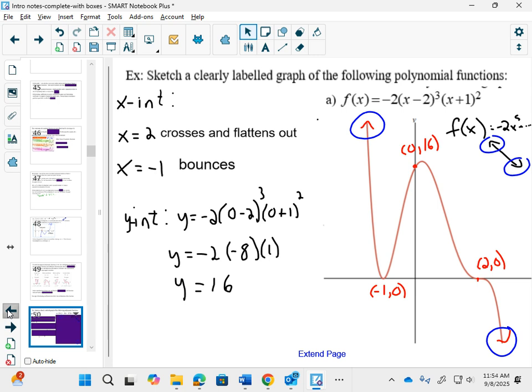So in grade 12 pre-calculus, you would have needed the end behavior, you would have needed all of your x-intercepts, you needed to label your y-intercept to draw your graph. Again, in calculus, we're going to figure out this point.